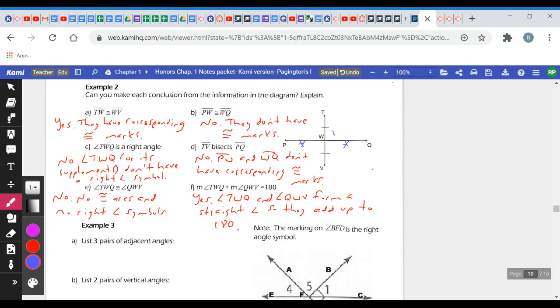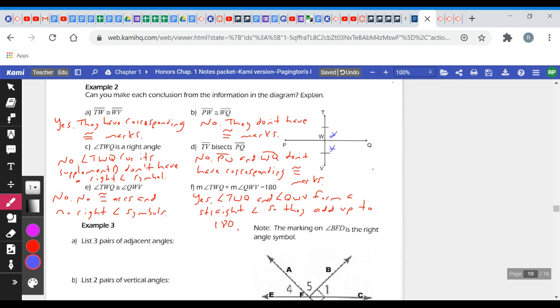If I look at E, it's referring to angle TWQ, so this angle, and QWV, which is this angle, and it wants to know if they are congruent to each other. So again, no, they do kind of look like they're congruent, but I cannot assume that. I put as my reason, there's no congruent arcs in the angles, there's no right angle symbols on the angles, so I don't know for sure that they are congruent. Getting a lot of no's here.